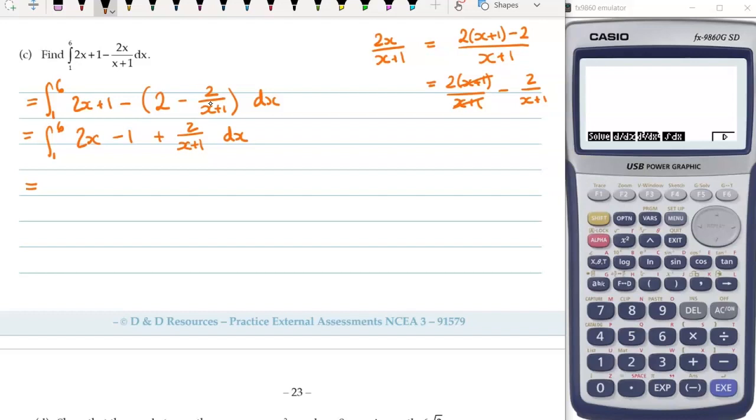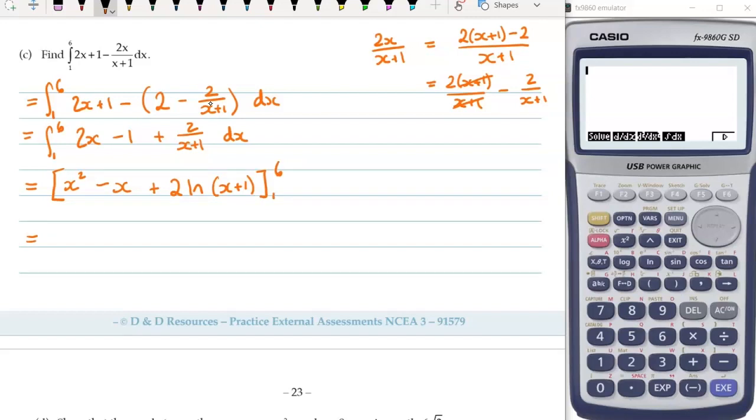So the 2x becomes x squared. The 2 would get divided by the 2 like that, so they cancel. Minus 1 is going to become an x. Anything over a singular x is logs, so this will be 2 log, because we bring the 2 outside, make it 1 over x plus 1, and then that integrates to log of x plus 1. We're doing that between 1 and 6.